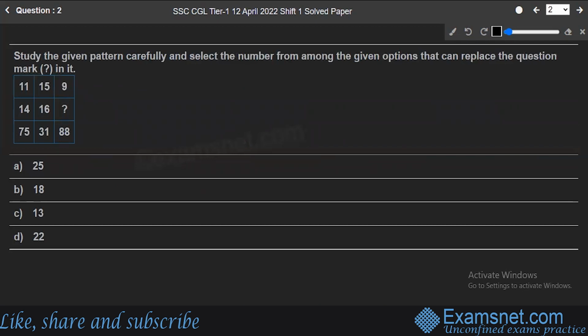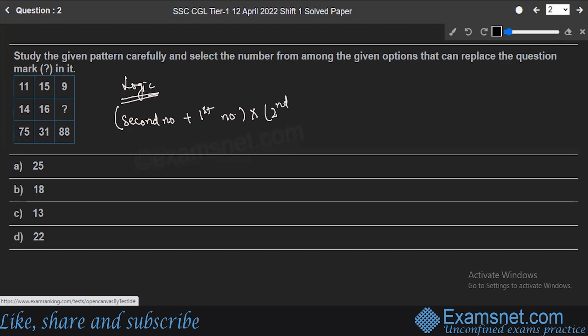Study the given pattern carefully and select the number from among the given options that can replace the question mark. In these types of questions, obviously, you need to get the logic or the pattern. If you get this thing, you are done. So what is the logic? If you study this square very carefully, the logic is: second number plus first number, multiplied by second number minus first number. This makes the third number.